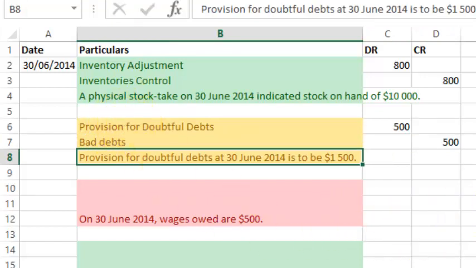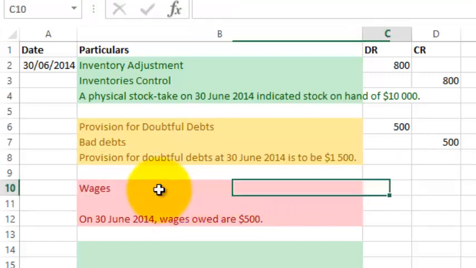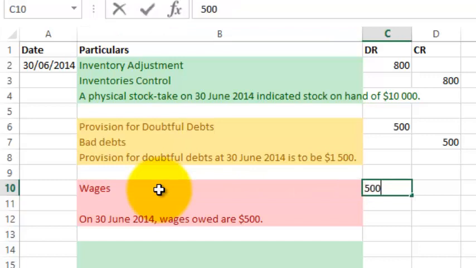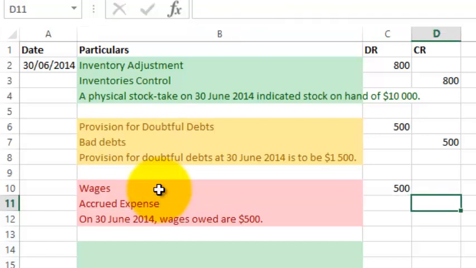The next adjustment: on the 30th of June 2014, $500 worth of wages are owed. So it's something that hasn't yet been paid. It's an accrued expense. So it's wages, debit, $500, and credit to accrued expense of $500, and that's a current liability. I've got to remember to put that into my current liabilities in my balance sheet. I'll talk about that in a moment.